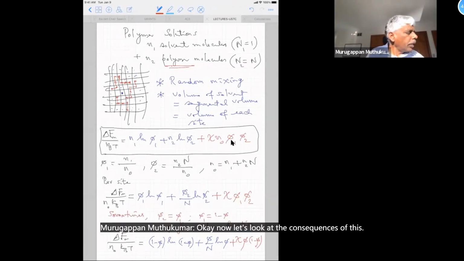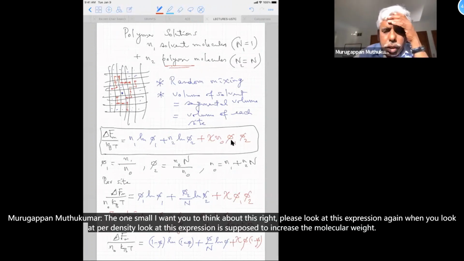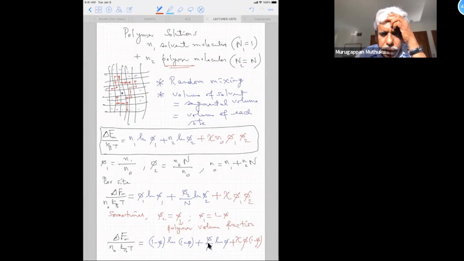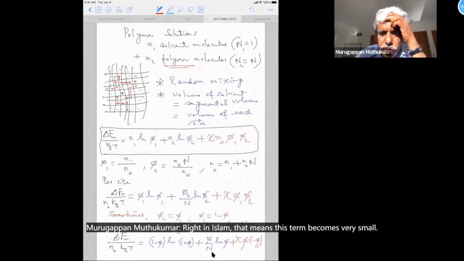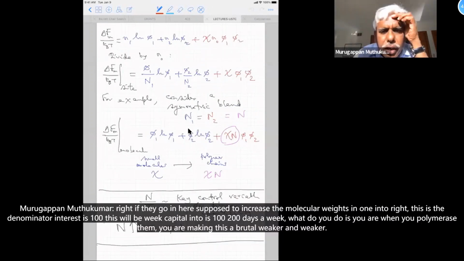Okay, now let's look at the consequences of this. Once more, I want you to think about this, right? Please look at this expression again. When you look at the per density, look at this expression. Suppose you increase the molecular weight more and more, then what I get is 1 over N, right? N is large. That means this term becomes very small, right? Similarly, even for the blend case, right? If I go in here, suppose you increase the molecular weights, N1 and N2, right?